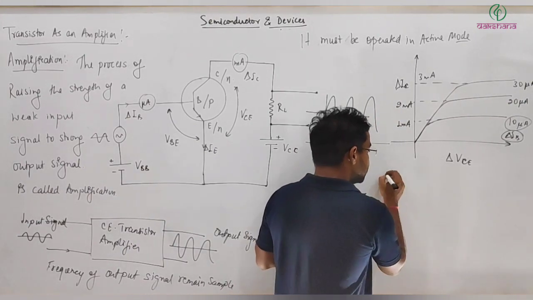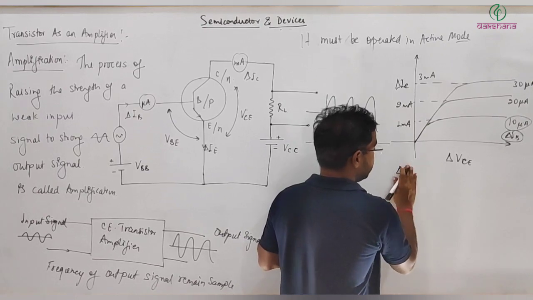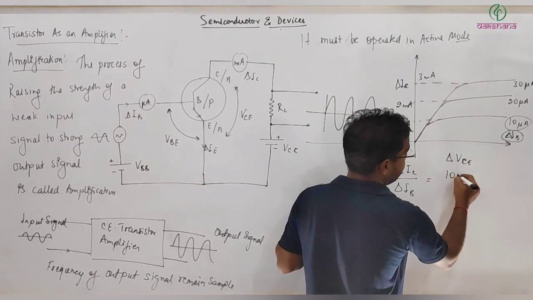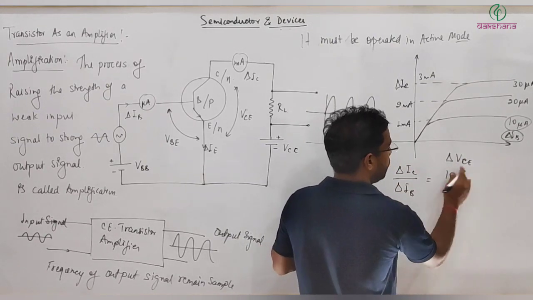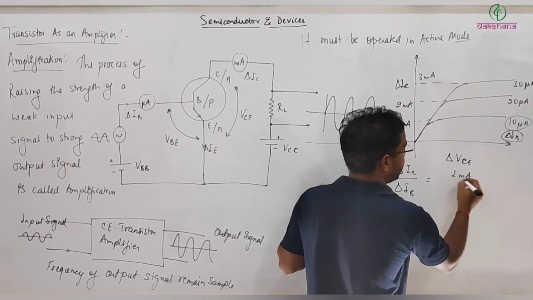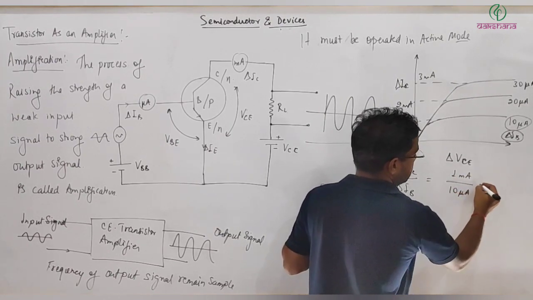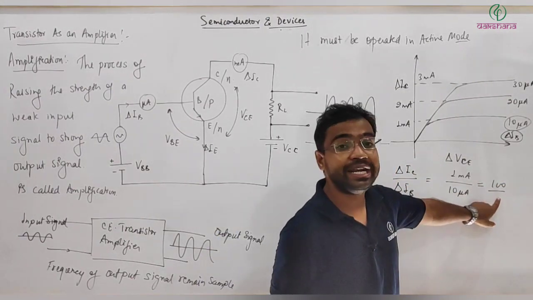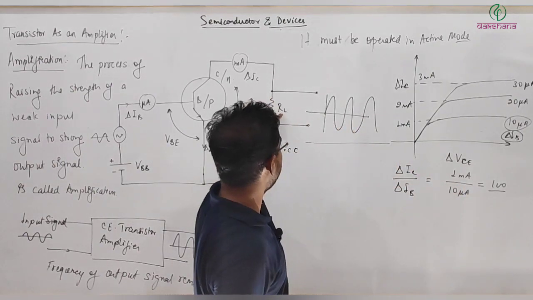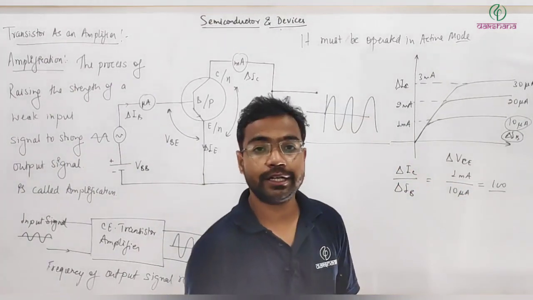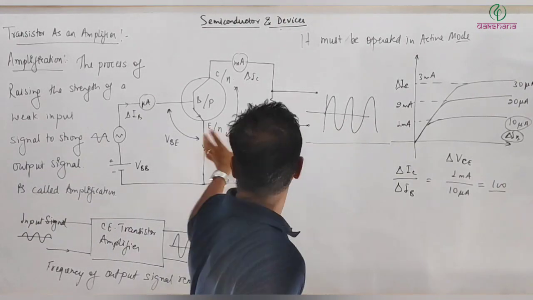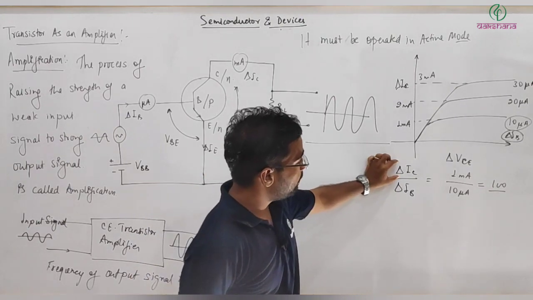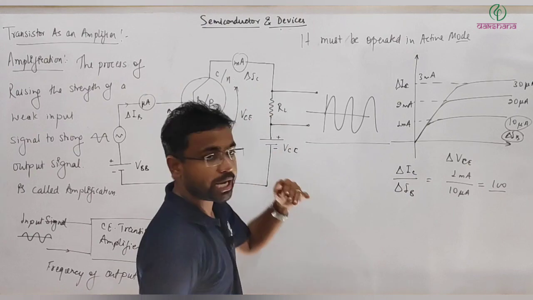So I can write delta IC divided by delta IB. Delta IC will be 1 milliampere, and delta IB will be 10 microampere. So you can say this is almost 100. The output current is almost 100 times the input. So the output voltage will be RL multiplied by this, almost 100 times, depending on the input and output resistance. That way you can understand that our output current is increasing.